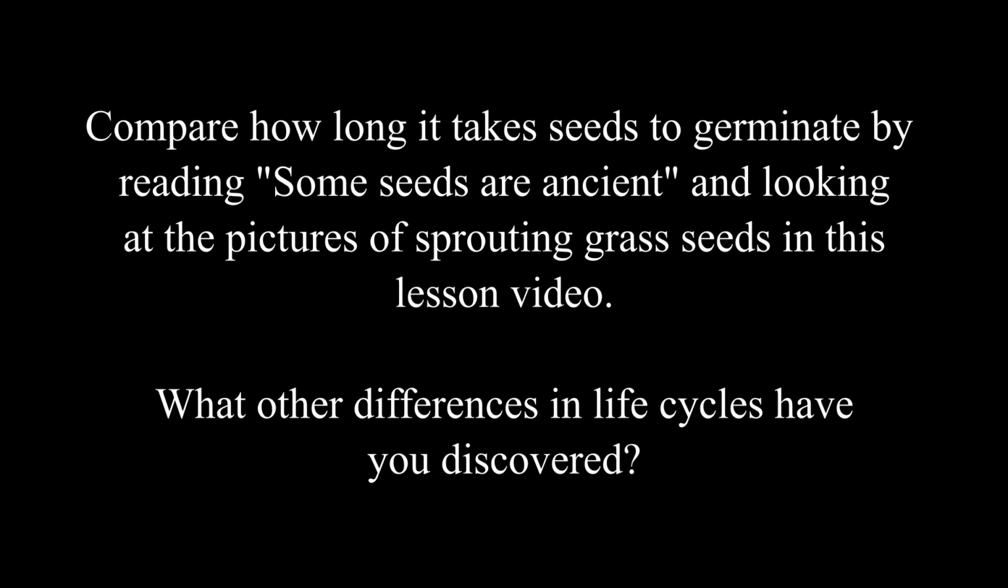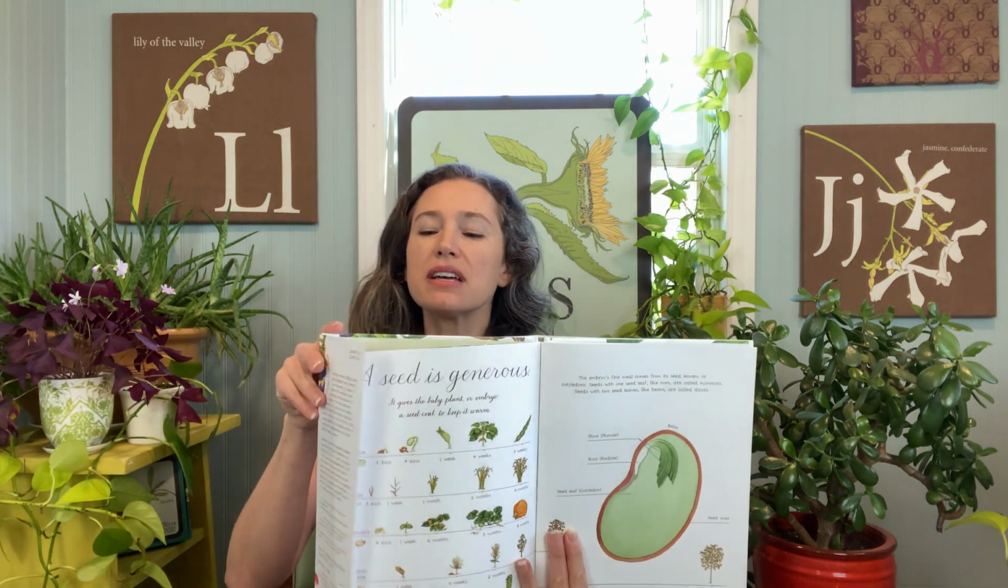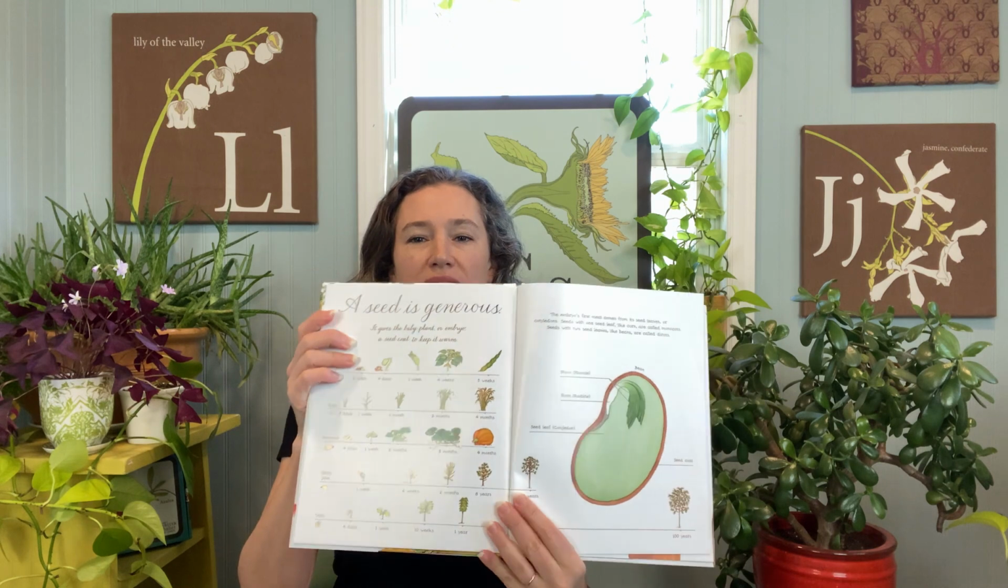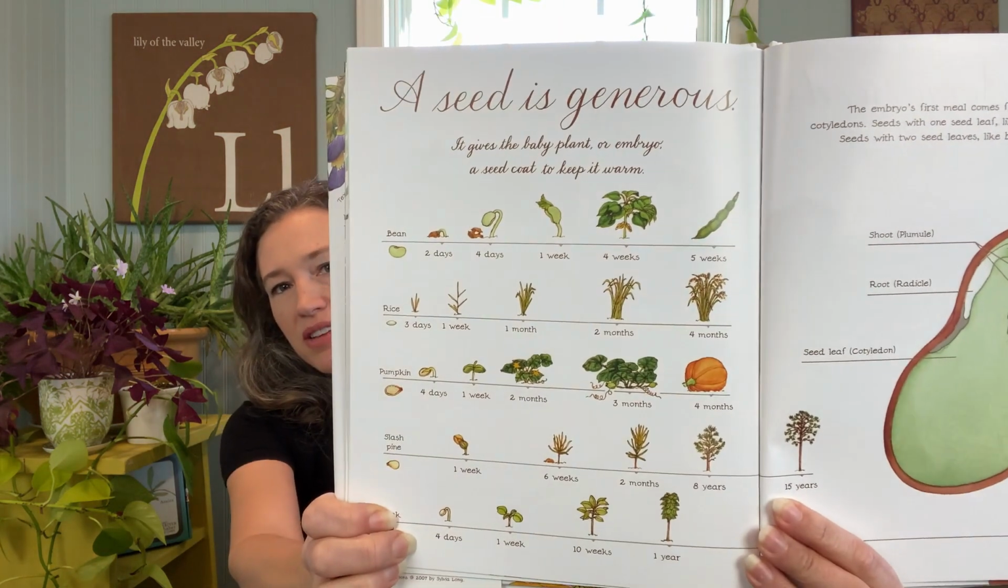What other differences in life cycles have you discovered? As you learn about the different life cycles of plants, you'll discover lots of really interesting things. But we're just going to look at a few first. So here is A Seed is Sleepy, and again, it doesn't have page numbers, so it's a little tricky, but I just marked my page with the book jacket. So this is the page that we are looking at.